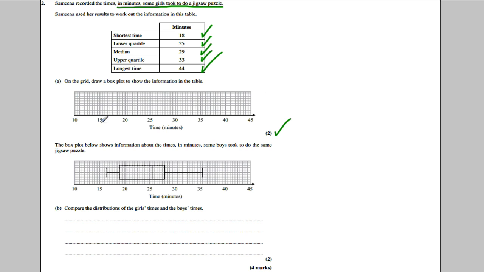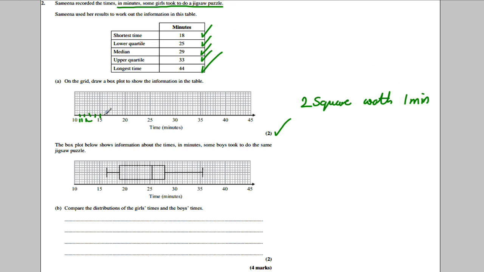There are 10 squares worth 5, so each little one can't be 1 because it'd be 11, 12, 13, 14, 15. So each 2 squares are worth 1. Look, that must be 11, that must be 12, that must be 13, 14, and 15. Be super careful. So here, 2 squares worth 1 minute. So be super careful there.